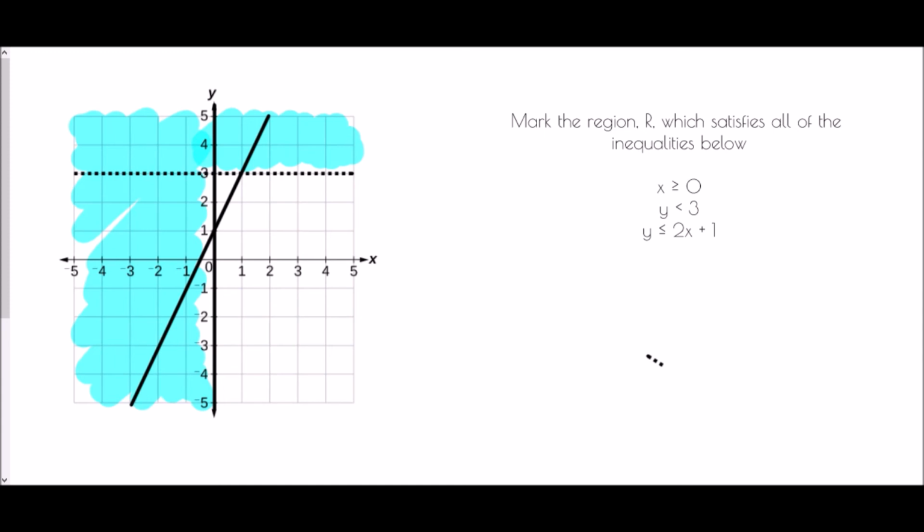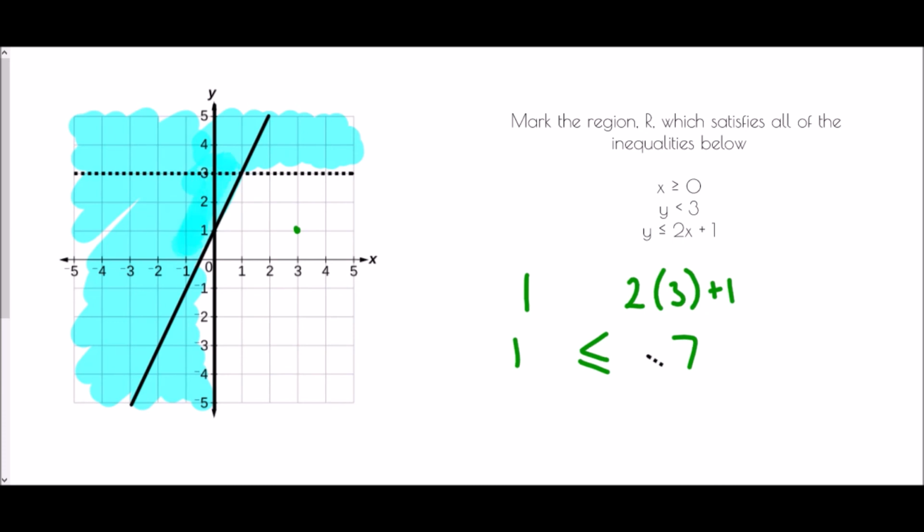And so what I'm going to do here to decide which side of the line I'm interested in, I'm just going to choose a coordinate. Let's choose 3, 1. So what that means is 1 is y and x is 3. So 2 times 3 plus 1 is 7. If I compare 1 to 7, well, 1 is less than or equal to 7. And therefore, this section where 3, 1 is part of what I want. And so I'm going to get rid of the parts that I don't want. I don't want these ones.